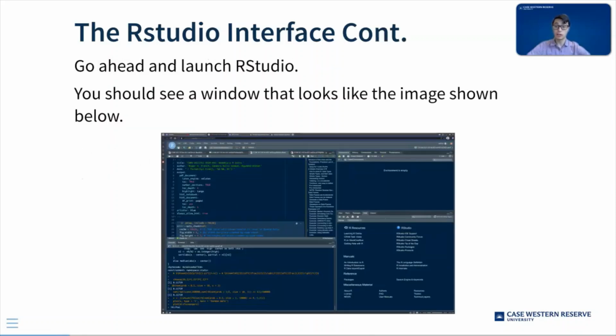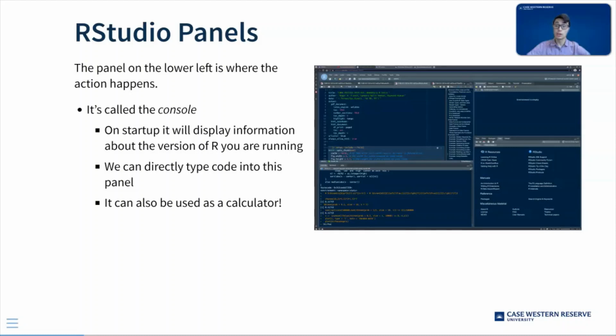First, go ahead and launch RStudio. You should see a window that looks like the images shown below. On the lower left panel is where the action happens. This is called the console. On startup, it will display information about the version of R you are running. We can also directly type code into the console to run functions and commands. We can also use it as a calculator.